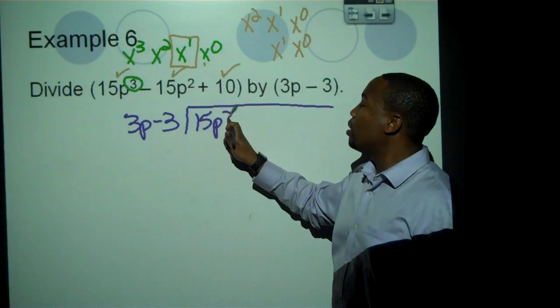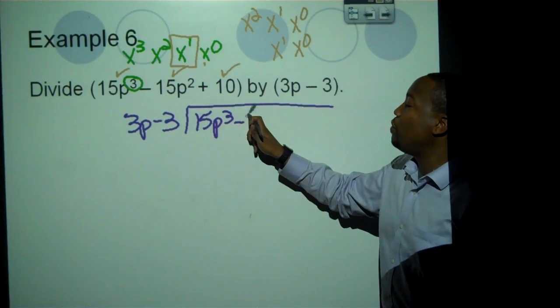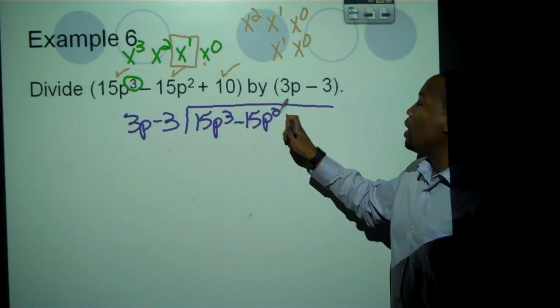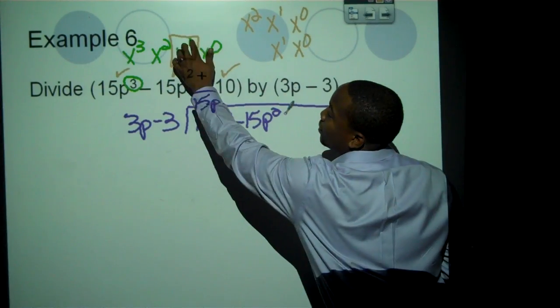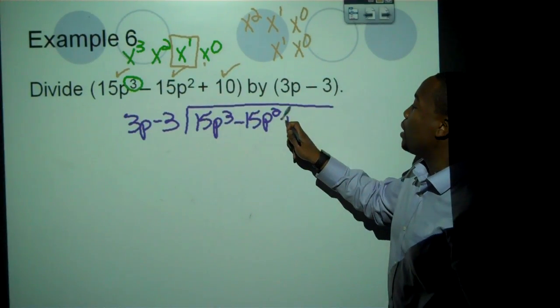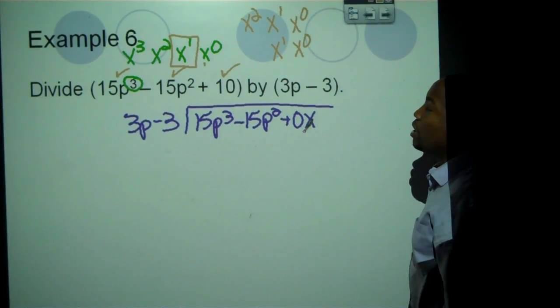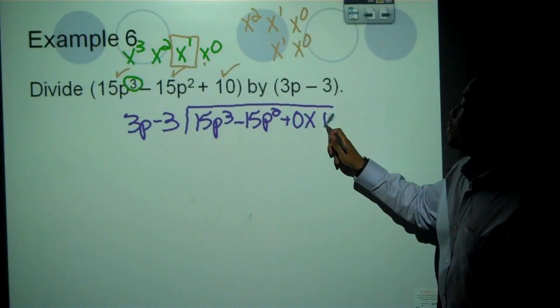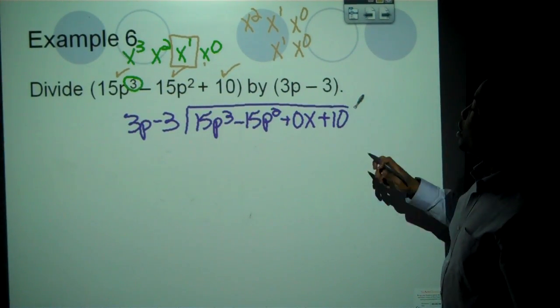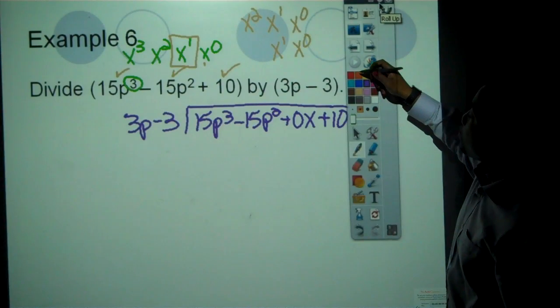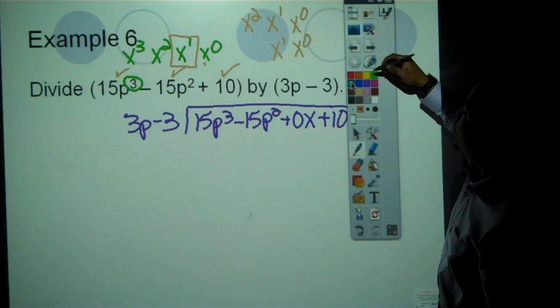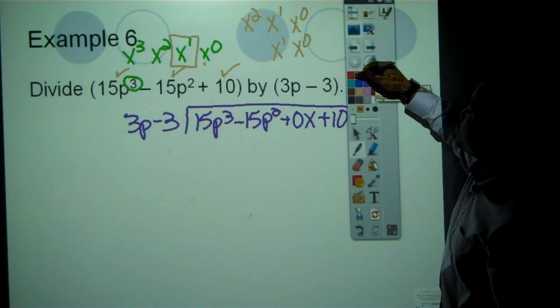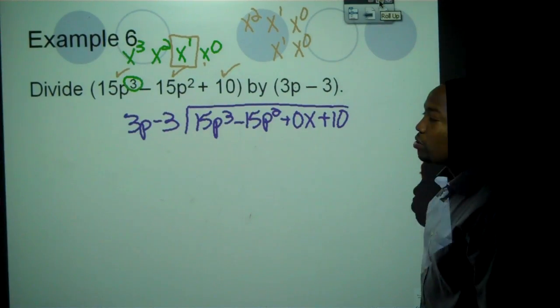Now, what about what I have here? 15p to the third. What comes next? My minus 15p squared. Now, what am I missing? This x to the 1. So I've got to put my 0x here. And then I'm going to put my positive 10. Alright? Now, everything is perfect. I'm good to go. Let's do red.